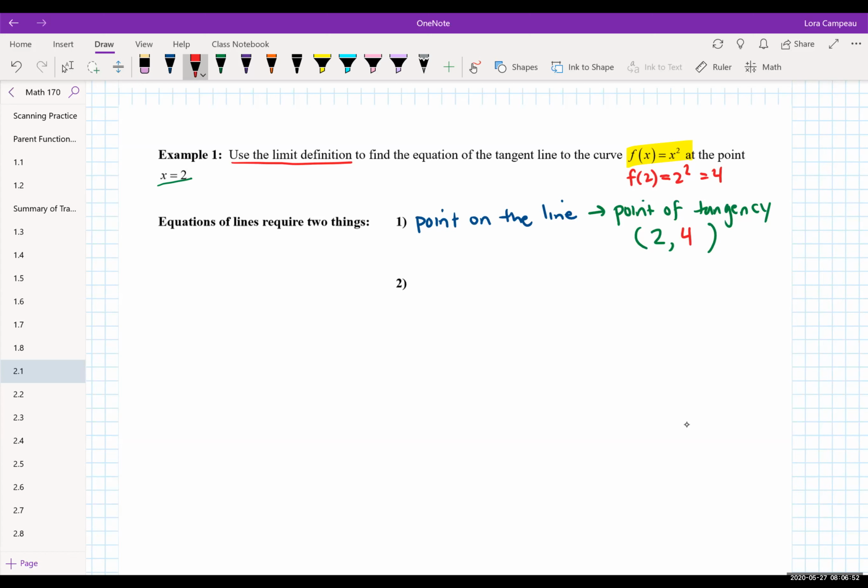Now also, you've probably been through this before. A lot of times, every time someone asks you for an equation of a line, you end up using slope-intercept form, y equals mx plus b. We are going to be interested in looking for the slope. That's usually pretty key. So in our case, we want to look for the slope of the tangent line.